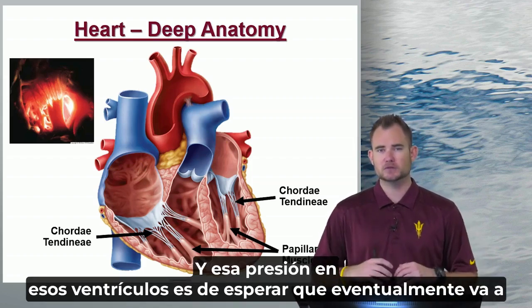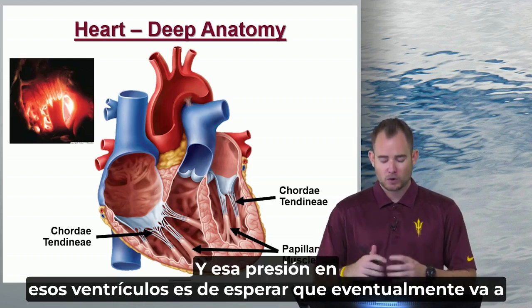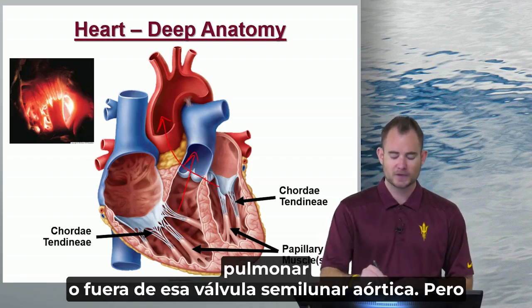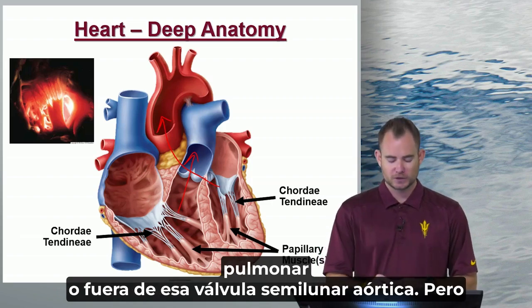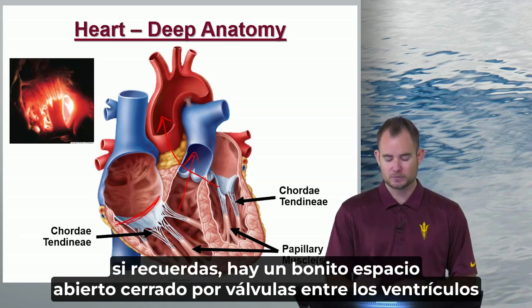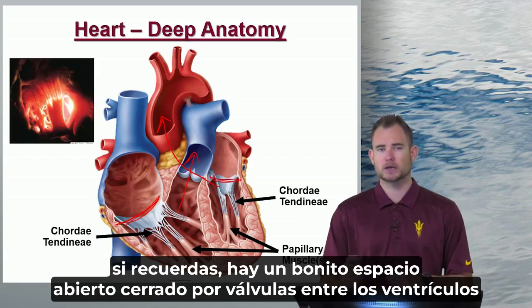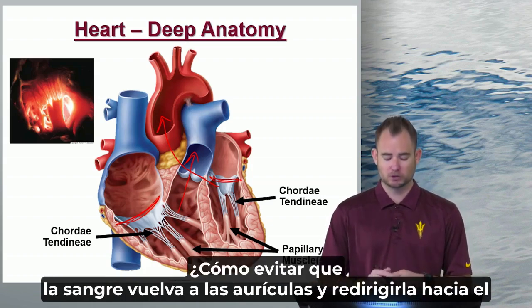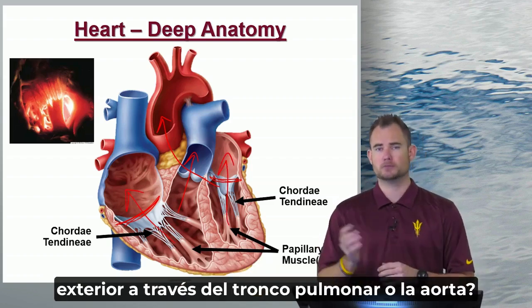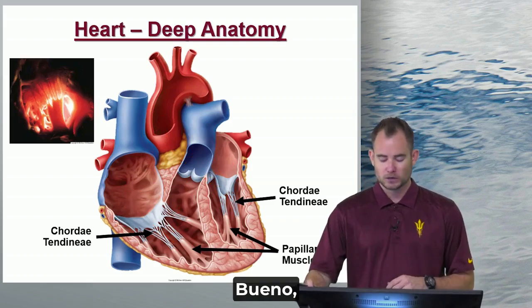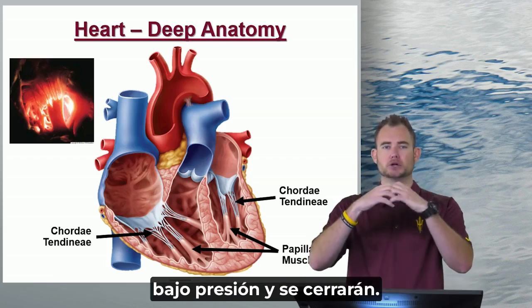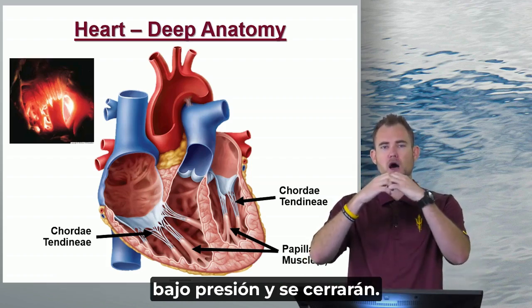And that pressure in those ventricles is hopefully eventually going to squeeze blood either out that pulmonary semilunar valve or out that aortic semilunar valve. But if you recall, there's a nice open gap shut off by valves between the right and left ventricles and the right and left atria. How do we prevent blood from going back into the atria and redirect it out through either the pulmonary trunk or the aorta? Well, the atrioventricular valves will actually balloon up under pressure and close themselves off.